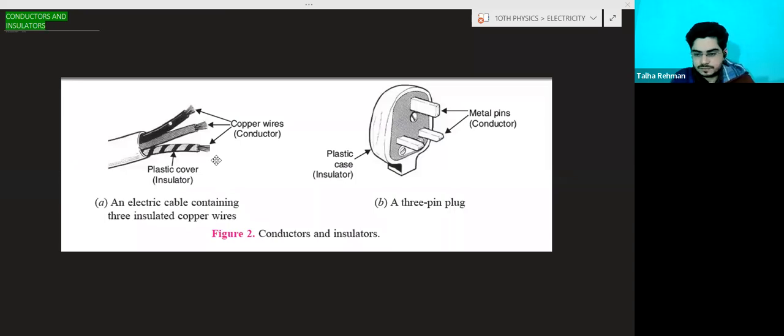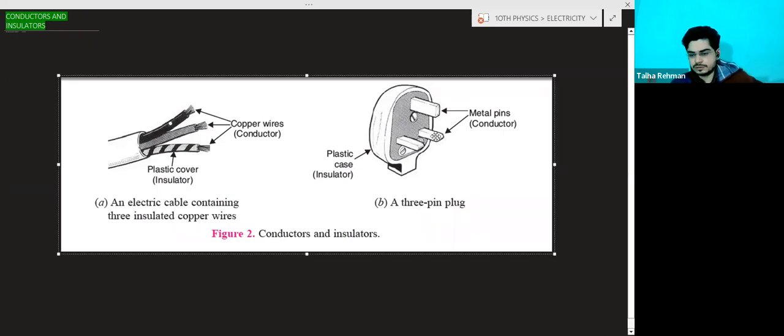So what is the use of this electric cable? You have seen it in your home also. Basically in these copper wires, or the metals, the current can easily flow. You have also seen this kind of plug in your laptop charger or any other kind of charger. These pins are made of metal, and this is the plastic cover.